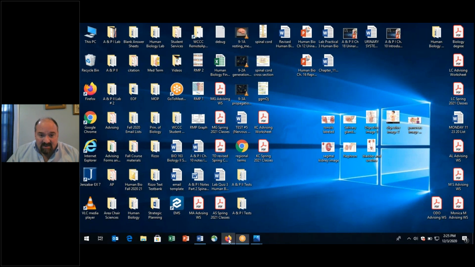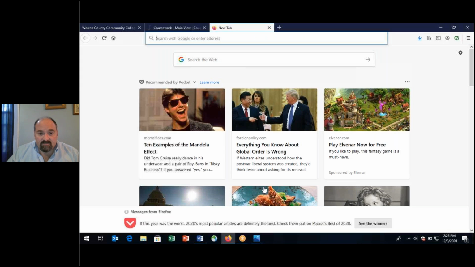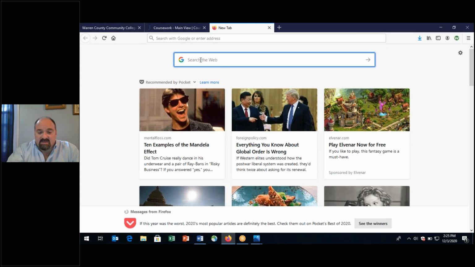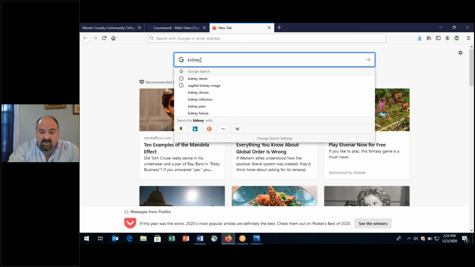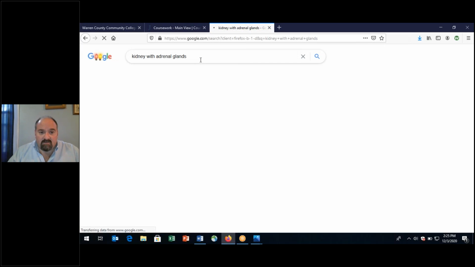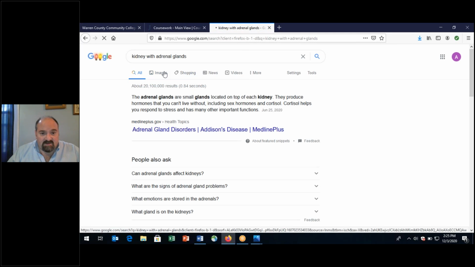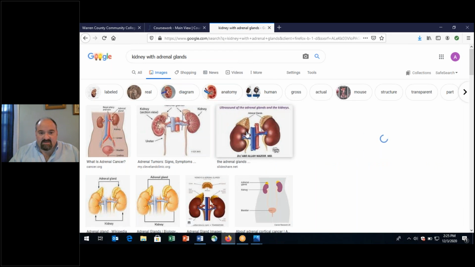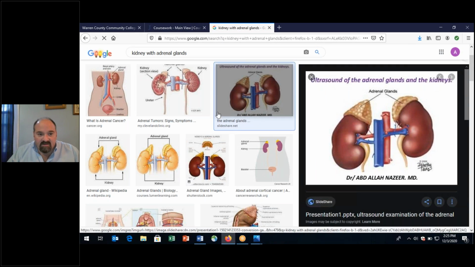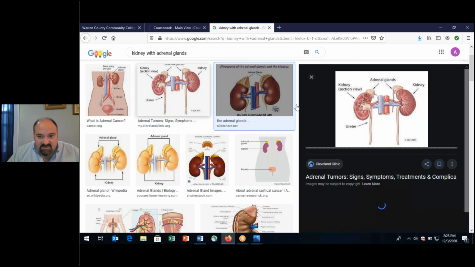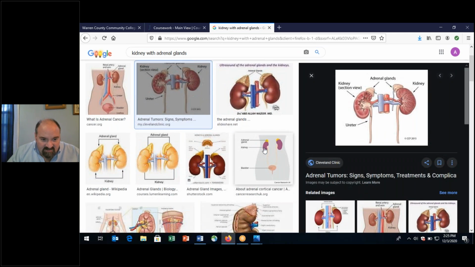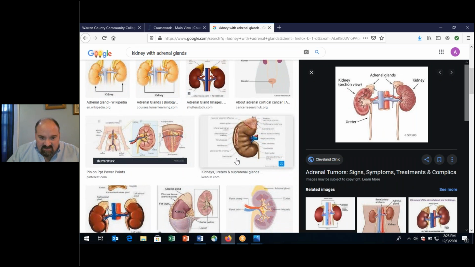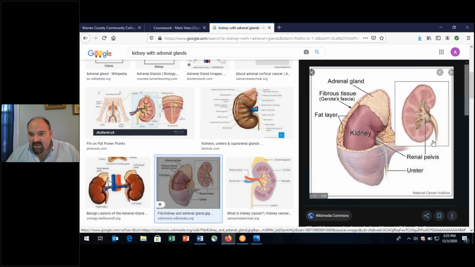Let me pull up another image that just shows you the kidney with adrenal. All right, yeah, perfect. That one. Let's look at this one because it shows you a cross section. Yes. Okay, here we go.